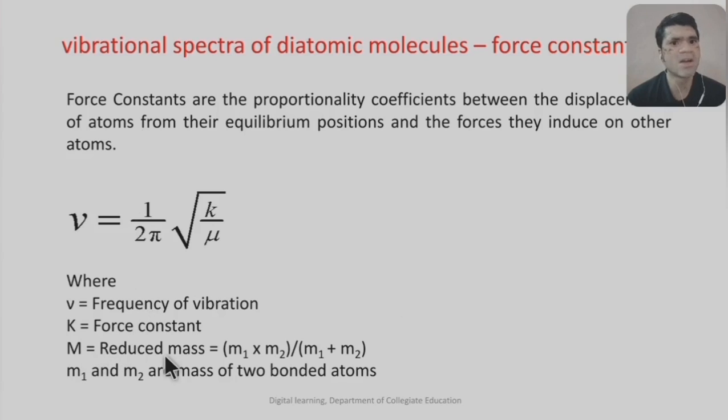So M is the reduced mass. Reduced mass is given by M1 into M2 divided by M1 plus M2, where M1 and M2 are the masses of the two bonded atoms. So, in simple terms, we can say that the force constant is the measure of the strength of the bond.